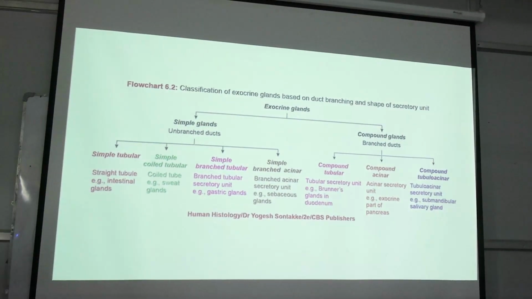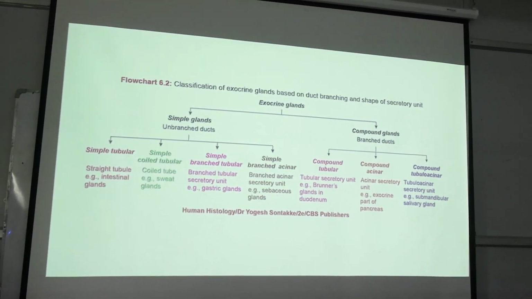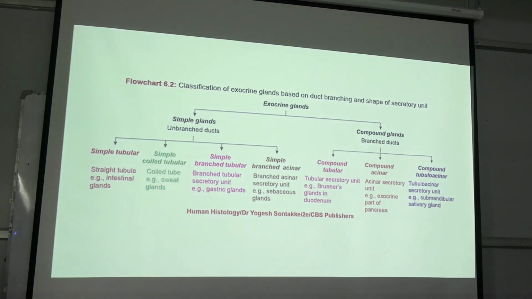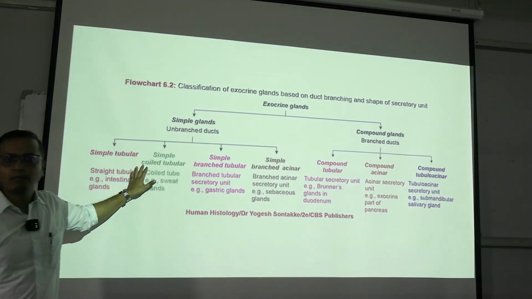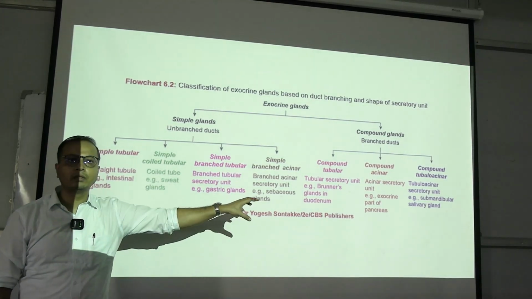Classification based on this particular chart will help you understand this branching pattern. What do you call them? Simple, tubular, coiled, branched, compound, simple and compound, and how these things look based on this. Alveolar, tubular, alveolo-tubular, these are the things. So this should not be difficult to understand. Now, the examples of this particular element you do not have to remember. Just know this classification pattern. Don't run after these names.